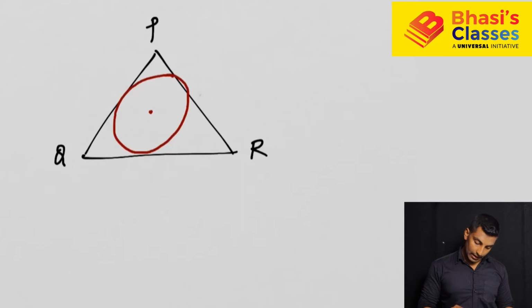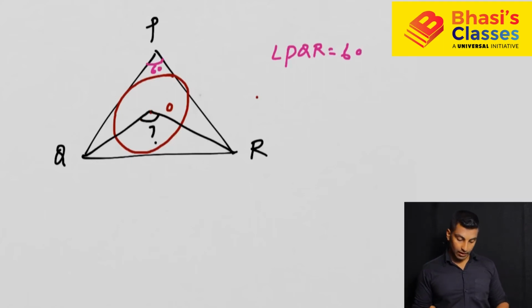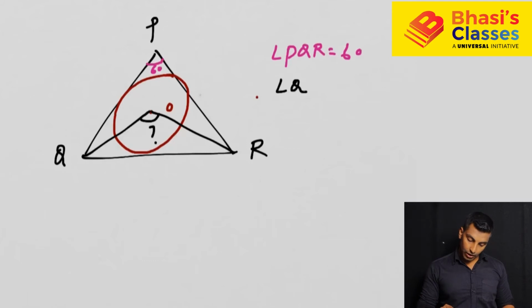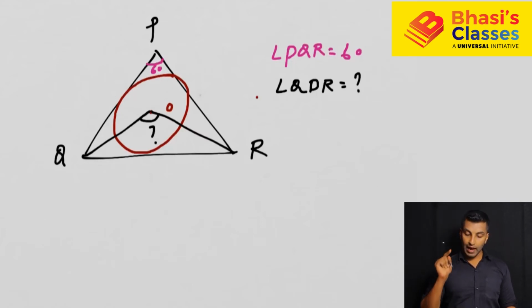O is the incenter. What is given is that this angle QPR is 60, and what they are asking is angle QOR. Angle QOR is what? This is how the question is given. O is the incenter, QPR is given as 60, and QOR is what you need to find out.